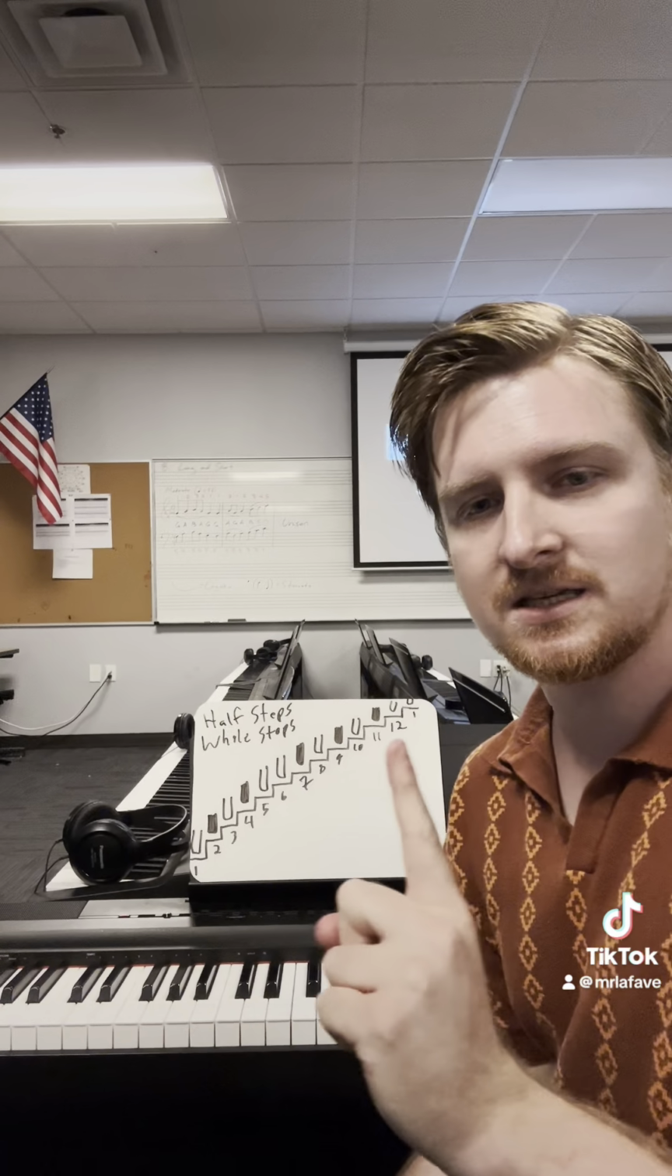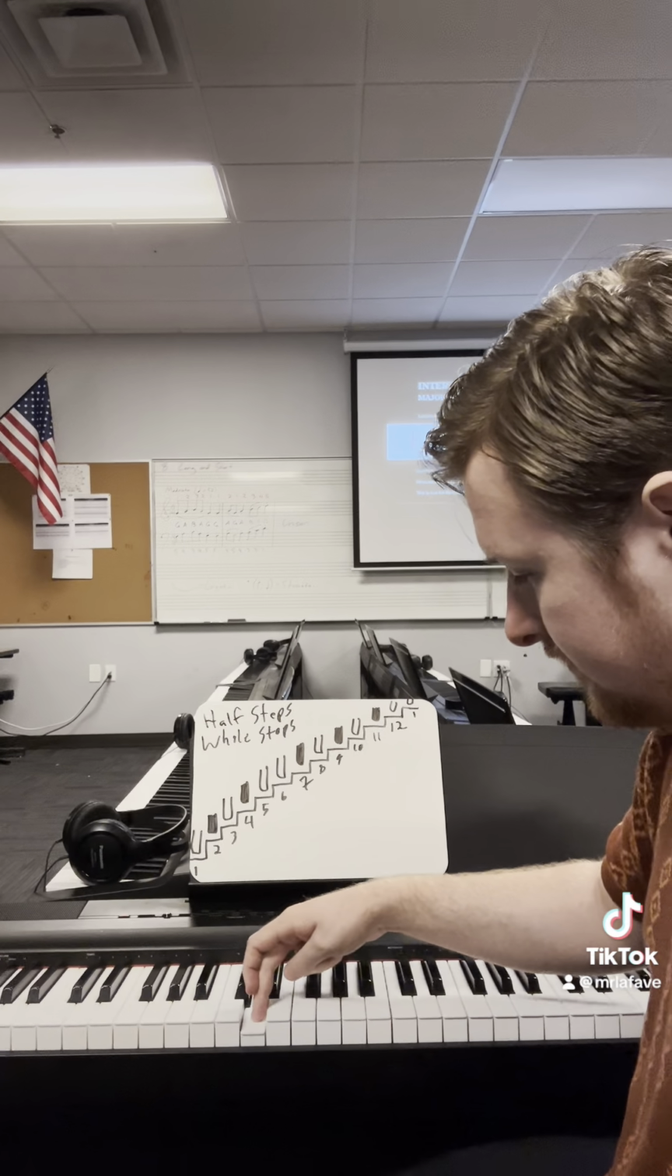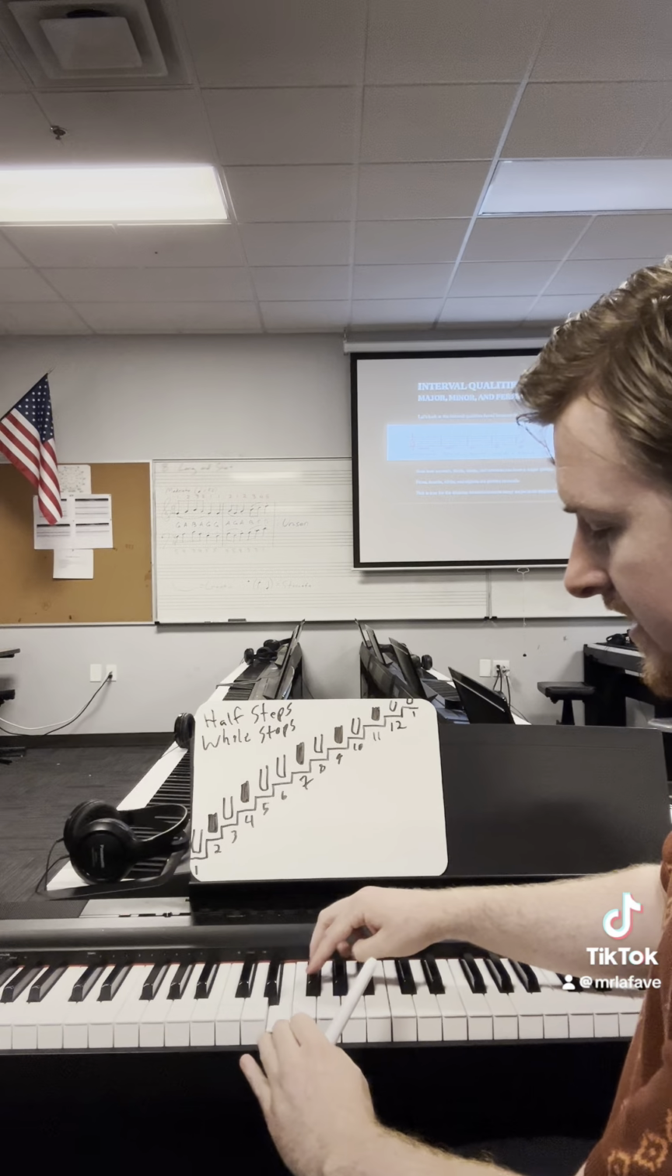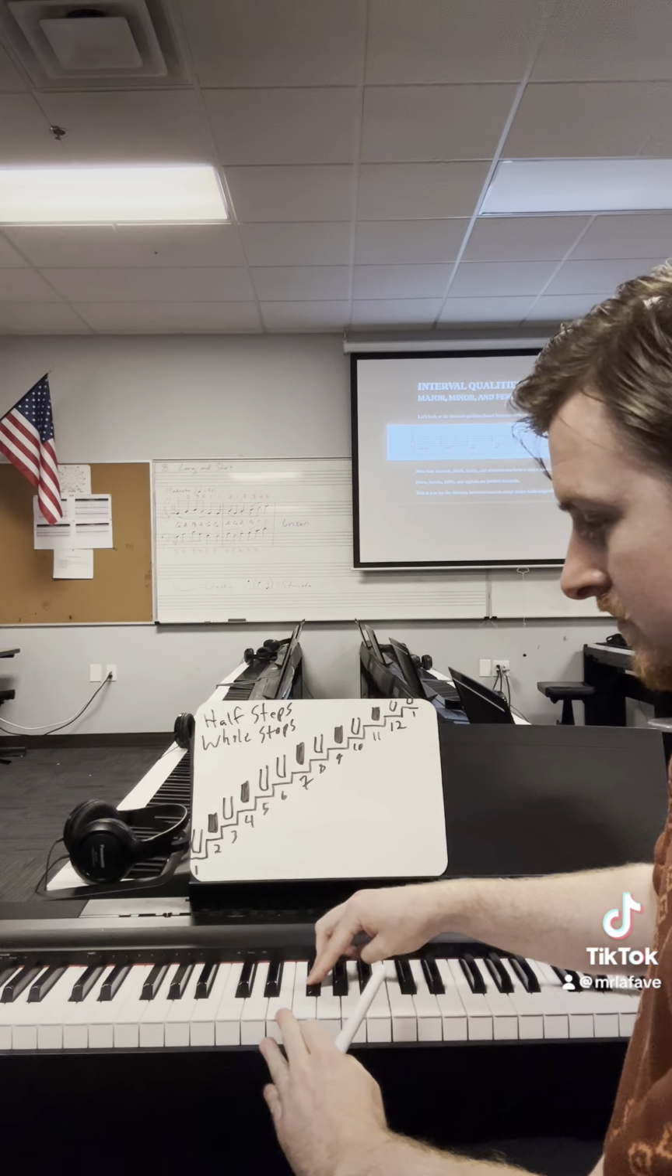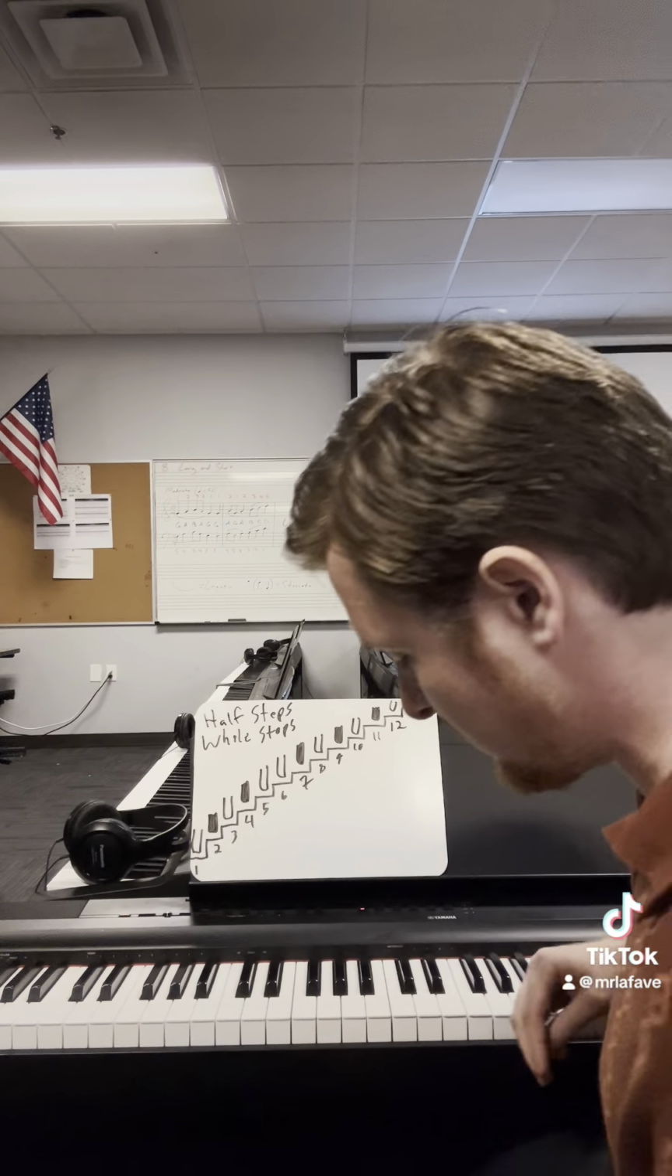Then you probably guessed it, a whole step is when we skip exactly one key. That would be C to this D here. I could say E to this black key, or this black key to this black key, because we'd be skipping over A. So as long as you are skipping over exactly one key, doesn't matter if it's black or white, that is a whole step.